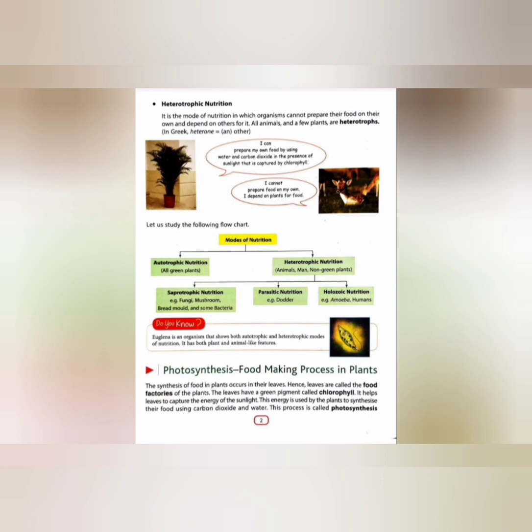Autotrophic nutrition is the mode of nutrition in which organisms make their own food from simple raw materials, for example, green plants and bacteria. Heterotrophic nutrition is the mode of nutrition in which organisms can't prepare their food on their own and depend on others. Heterotrophic nutrition is also categorized into three types: saprotrophic nutrition, parasitic nutrition and holozoic nutrition. We discussed these types of nutrition in detail and also learnt about the concept of symbiotic relationship.